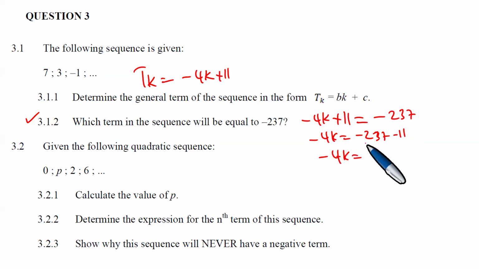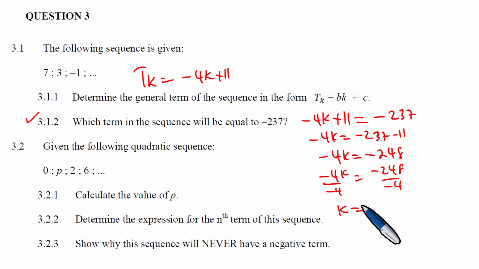4k equals, if you have minus 237 minus 11, what do you get? It's minus 248. Then if this is the case, what is the numerical value of k? So we can divide both left and right by -4. Minus 248 divided by -4, which means k is equal to what? It's equal to 62. K is equal to 62. So any question?